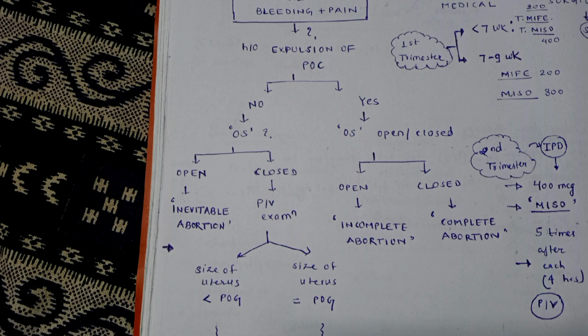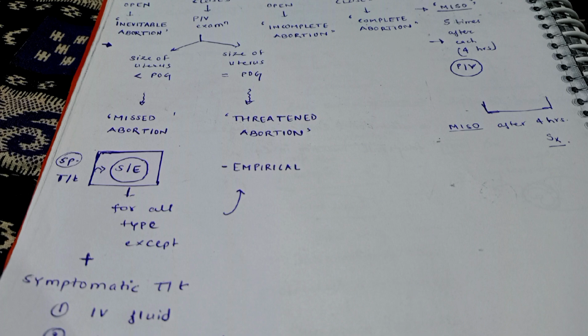In threatened abortion, we will just give empirical treatment, like telling the patient to avoid coitus, avoid heavy lifting, or giving some diet tips. In case of missed abortion, there are two kinds of treatment: symptomatic management and specific management. The specific management is surgery by suction and evacuation, and for all types of missed spontaneous abortion, the main treatment is suction and evacuation. Symptomatic management is giving IV fluid if required, or arranging blood for the patient if required. So this was all about spontaneous abortion.